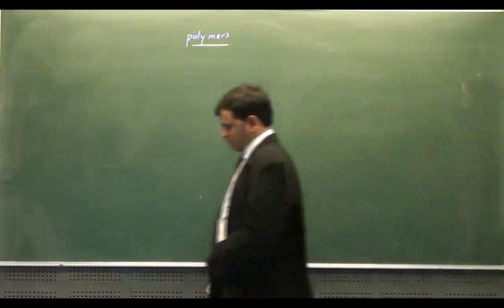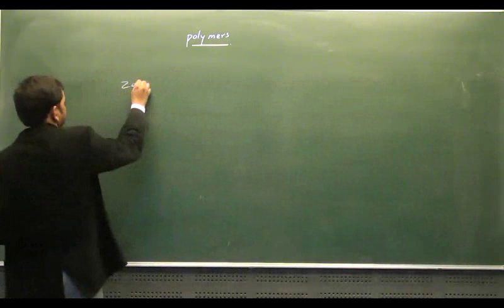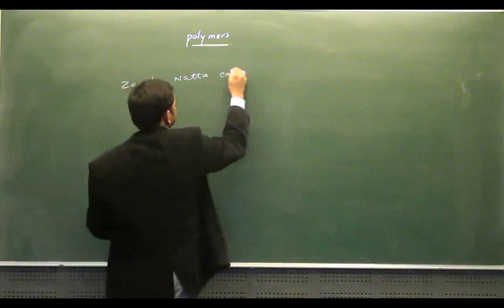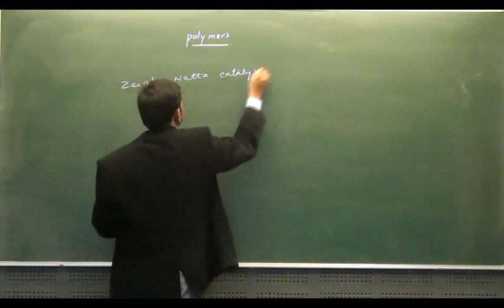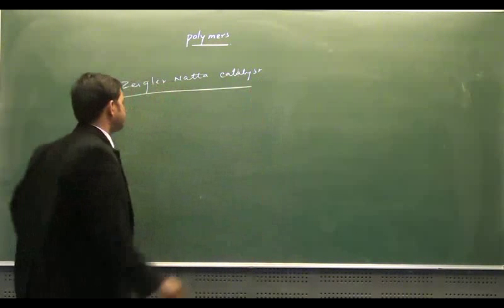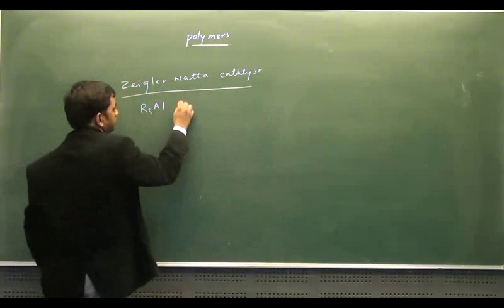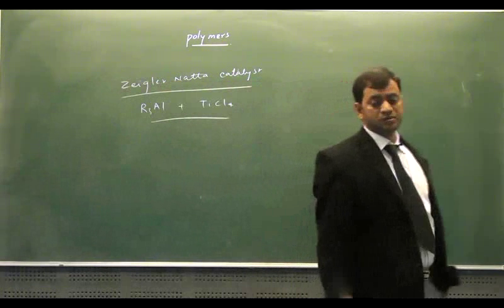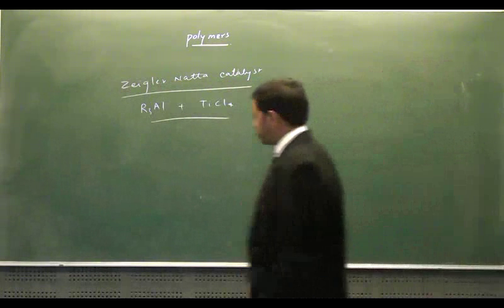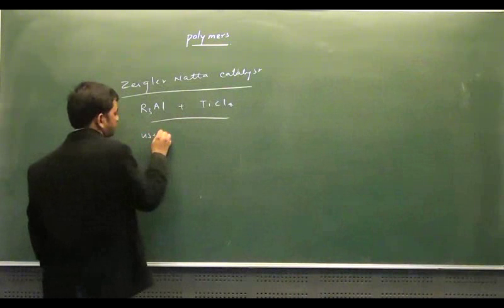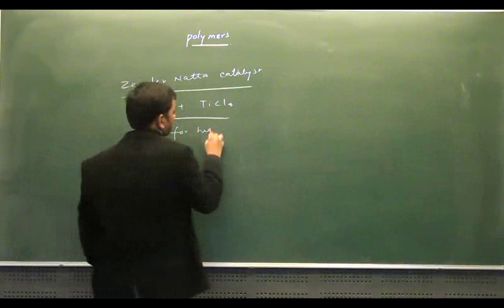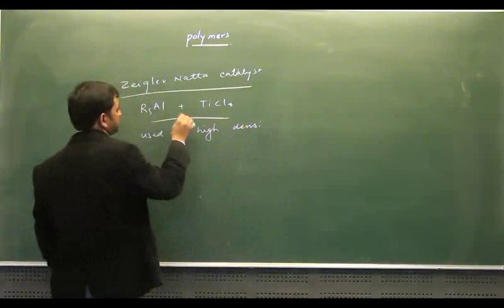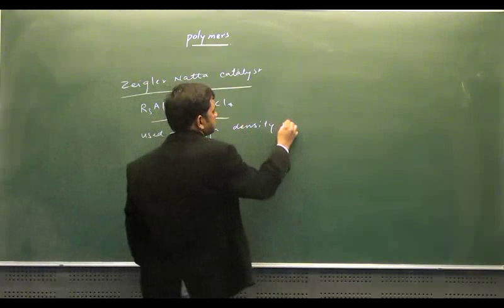Then there is the Ziegler-Natta catalyst: trialkyl aluminium and titanium tetrachloride. This catalyst is used for high density polymer.